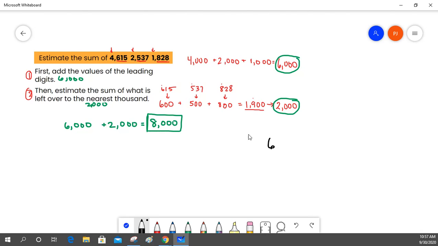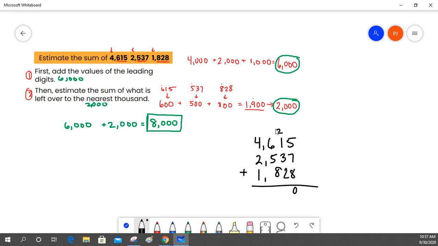So I had 4,615, I had 2,537, and then I had 1,828. So if I'm adding these, I start in the ones place. Any strategies? Oh, I see 5 and 7 I know makes it 12. So I have a 10 already, but then, so that's 12 plus 8. Oh, that's 20. So that's the same as saying 2 10s.